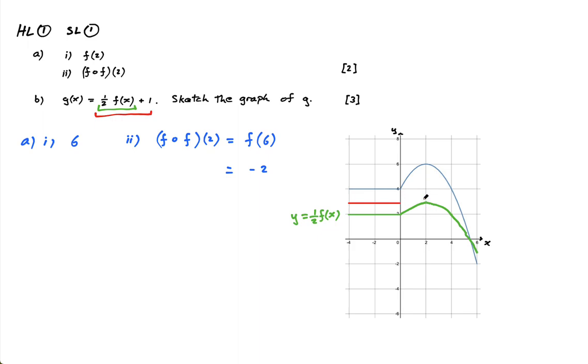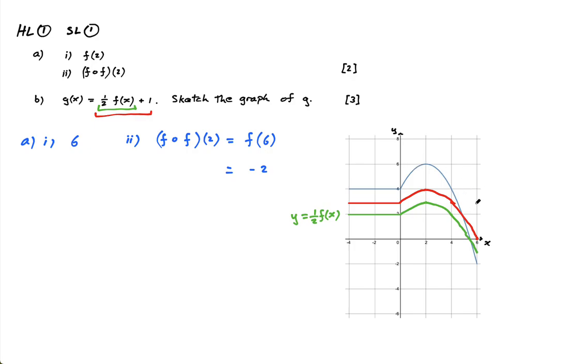This 2, 3 becomes 2, 4 to there. This 4, 2 becomes 4, 3. And this guy is at -1. He becomes 0, because -1 plus 1 is 0. This should look exactly the same as the green graph, just shifted 1 up. Okay, that's as good as I can do.